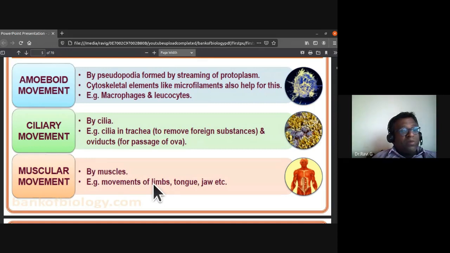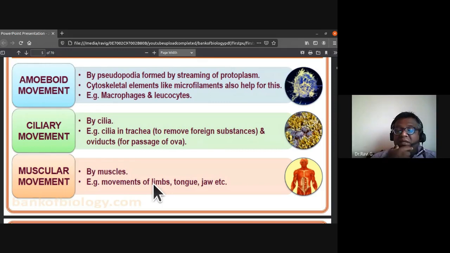Muscular movement is brought about by muscles. Example, movement of limbs. I lift my hand. It is a movement of my limb. So it is forelimb movement. Okay. So tongue, whenever we are talking or whenever we are swallowing food, there is a movement of tongue.